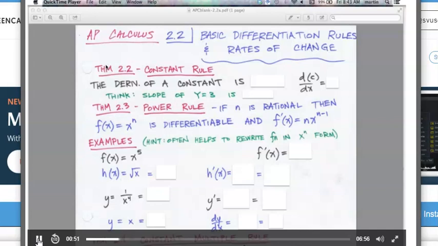Well, in the same sense here, we learned the meaning of what all that had to do with the graph and how that relates to the limit of the difference quotient, the slope of the tangent line. Today we're going to take a little shortcut. We no longer have to do that process. So let's start with theorem 2.2, the constant rule.